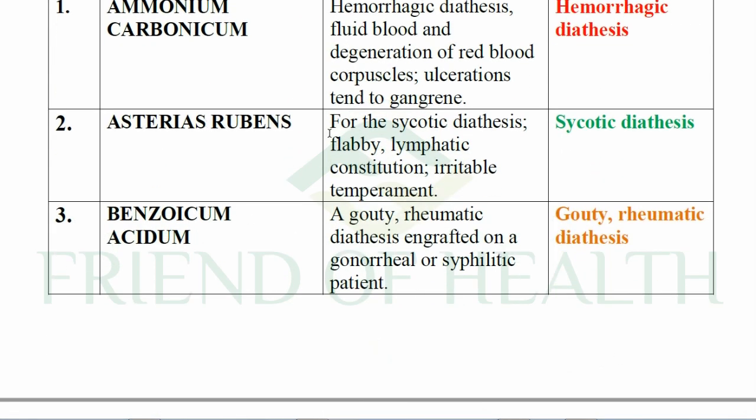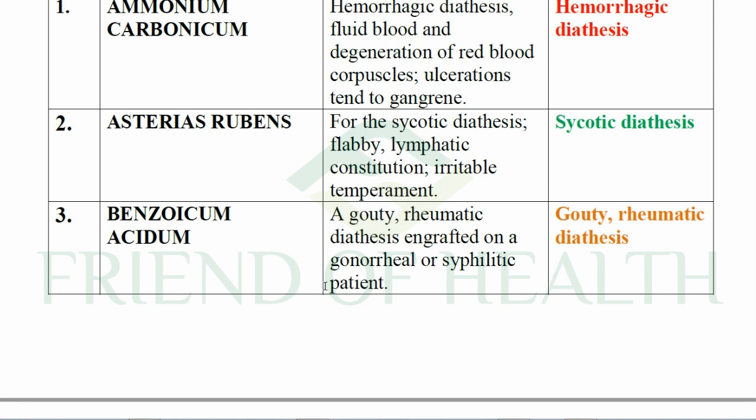Next is Asterias rubens, for the psoric diathesis. Psoric diathesis is also very important. Only 2 places you can see psoric diathesis in Allen's Keynote, and we will come to know the next one. So stay with the video and watch the full video. Don't skip it, it is going to be worth it. We will discuss the previous questions also. For the psoric diathesis: flabby, lymphatic constitution, irritable temperament. There are different temperaments and constitutions also. If possible, we will do videos on that, but this revision video is based on diathesis, because it is a very, very important area.